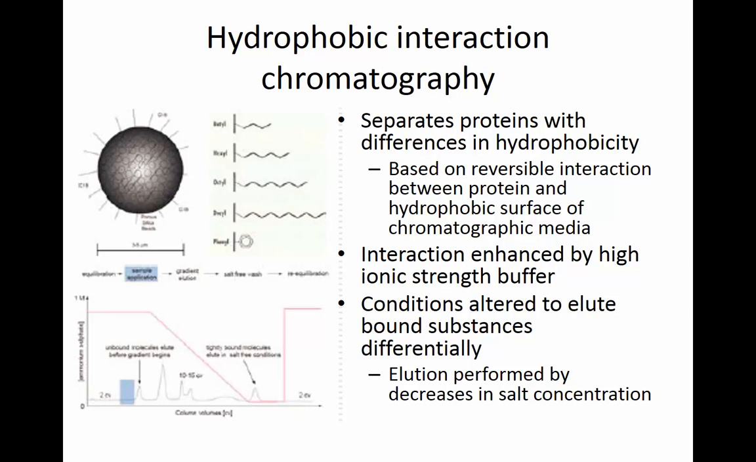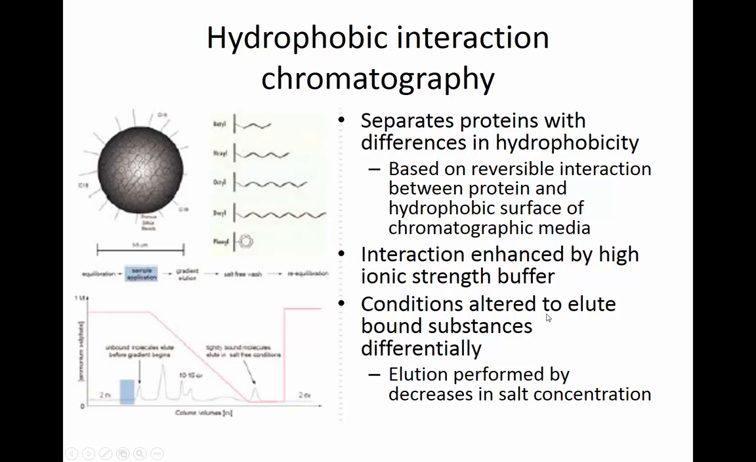A quick aside on hydrophobic interaction chromatography before we get into what we're going to do in lab. This separates proteins with differences in hydrophobicity. This is based on a reversible interaction between protein and hydrophobic surface of chromatographic media. The interaction is enhanced by the ionic strength of the buffer. So a high ionic strength buffer keeps those hydrophobic interactions nice and tight.